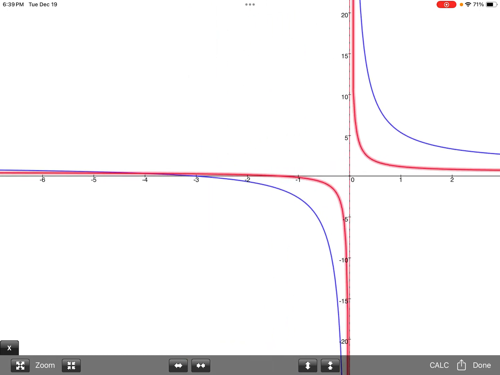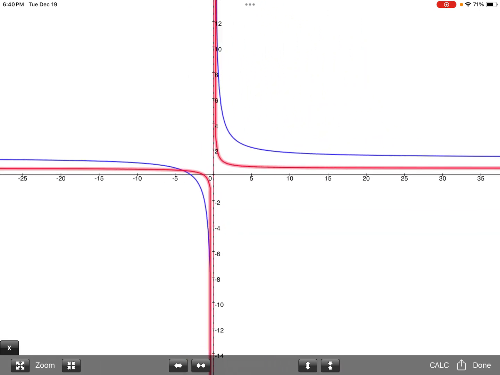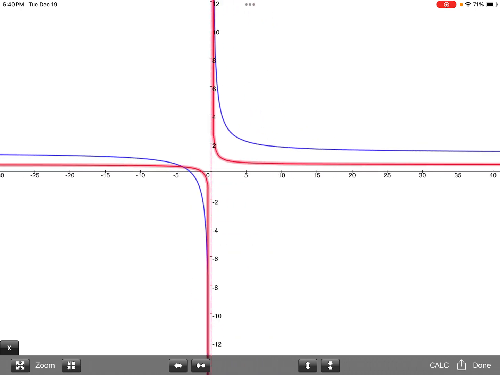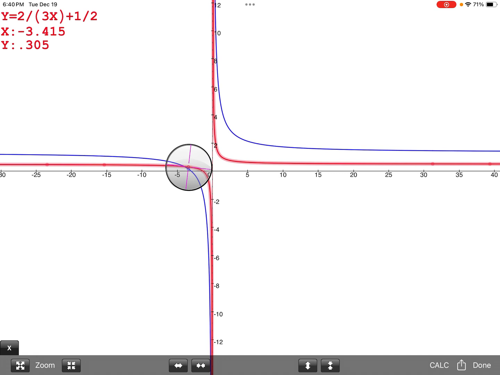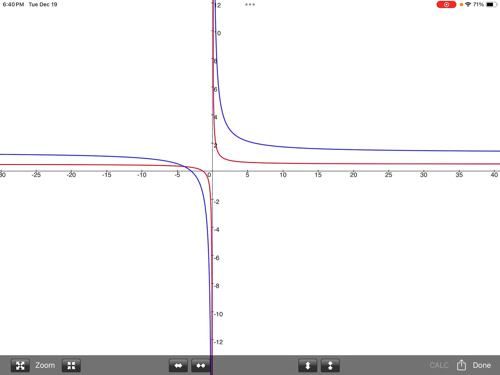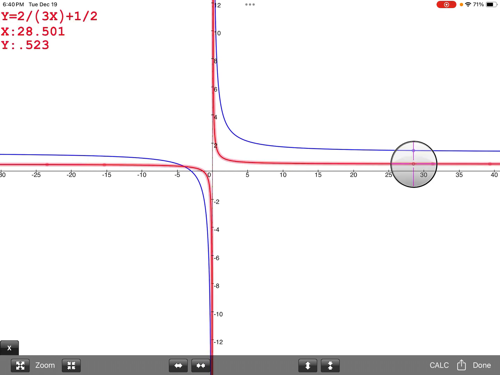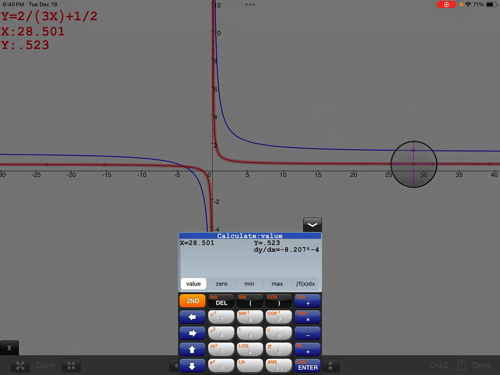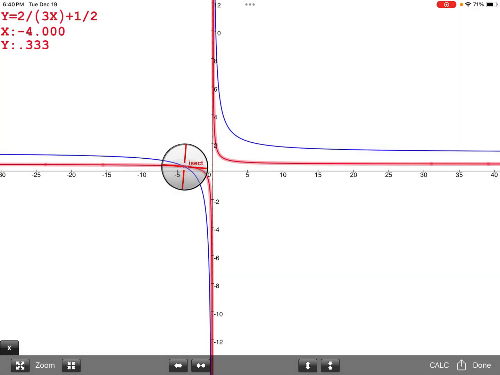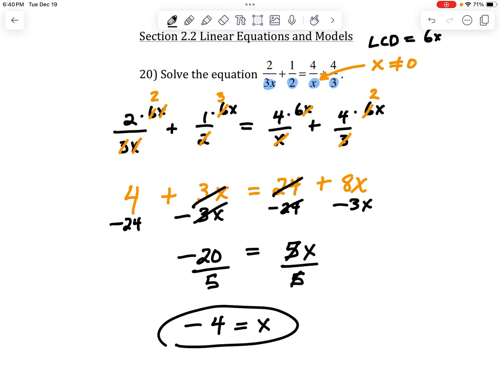It looks like, if I can get it to show up well, okay, there it is. It looks like right there they're intersecting. And since I have the touch screen, I can just go like this until it says, if it will stay there, x equals negative 4 is where they intersect. If you don't have the touch screen, you can just go to calculate and then trace and then put x equals negative 4, and you'll see that that's where they intersect. All right, so that means that this one is correct.